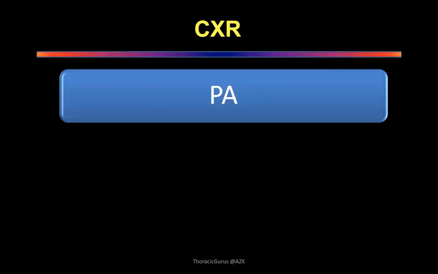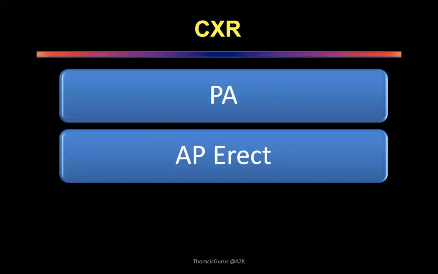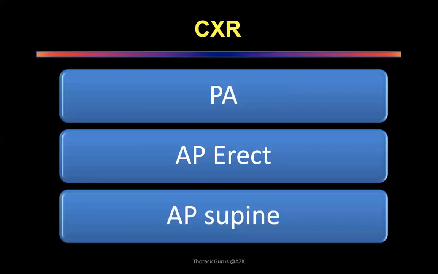So in the chest X-ray world, we do three basic types of chest X-ray. First is a posterior anterior view. The second one is an anterior posterior view, which could be erect or which could be supine.